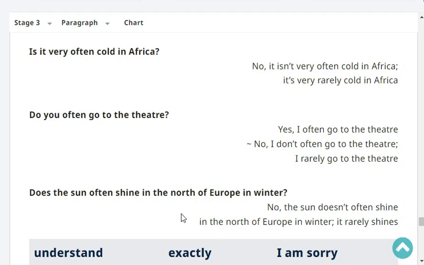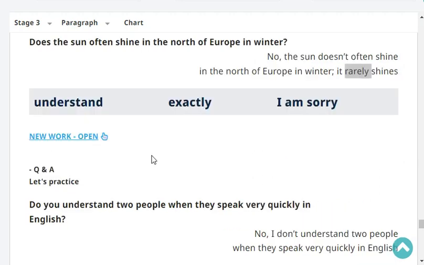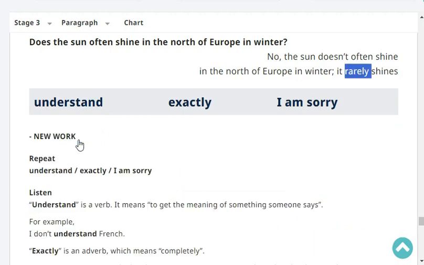Does the sun often shine in the north of Europe in winter? No, the sun doesn't often shine in the north of Europe in winter. It rarely shines. Very good. So that's your word for today: rarely.